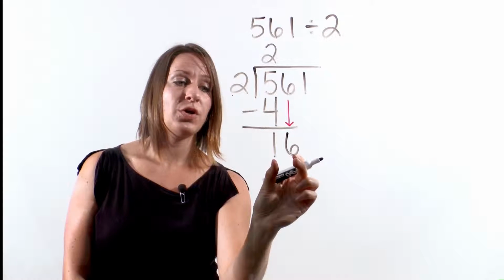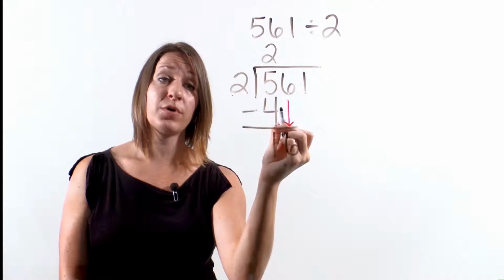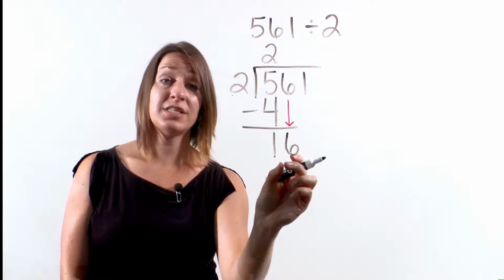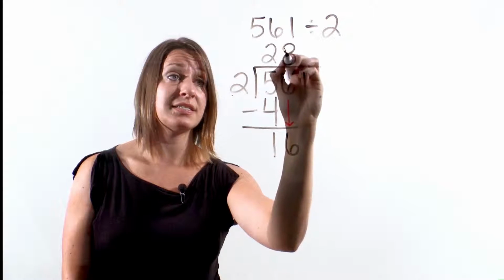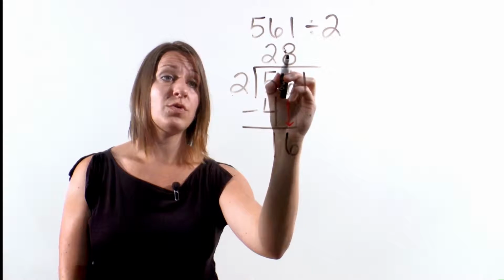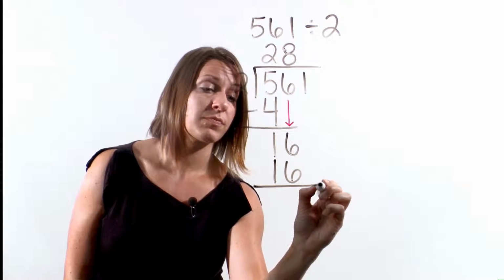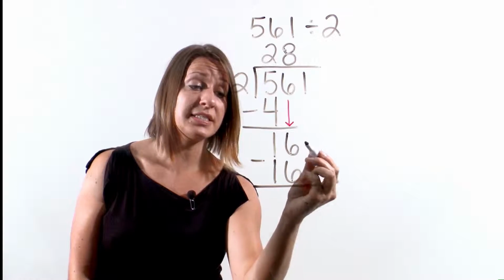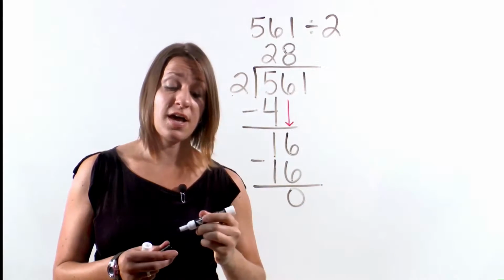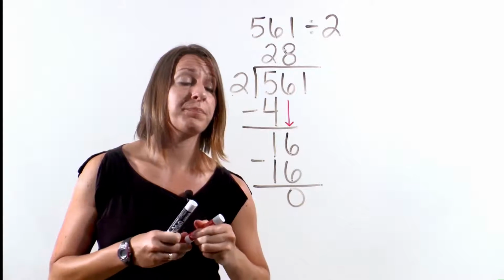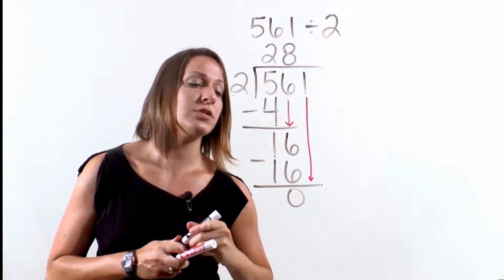How many times does 2 go into 16? Or you can ask yourself the question, what number times 2 would get us close to 16 without going above it? In this case, 2 times 8 is 16. We're going to multiply 8 times 2 to get 16. We're going to subtract. 16 minus 16 happens to be a 0, but we're not finished with our problem yet because we still have a number to drop down. We're going to drop down our 1.